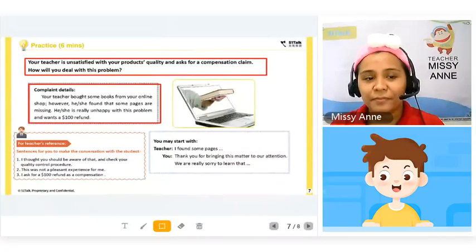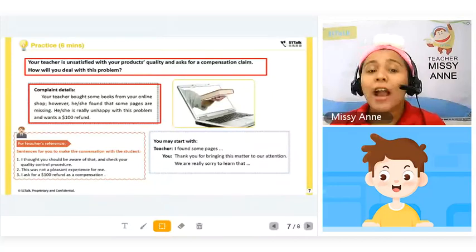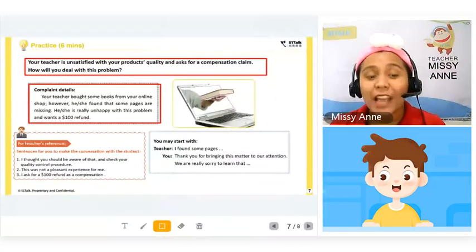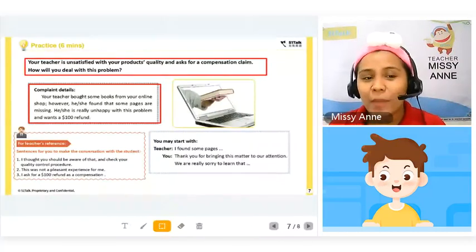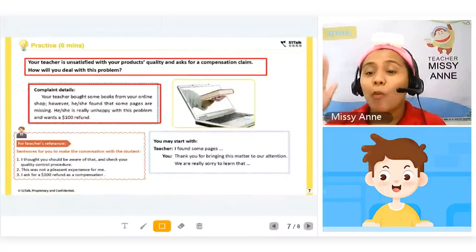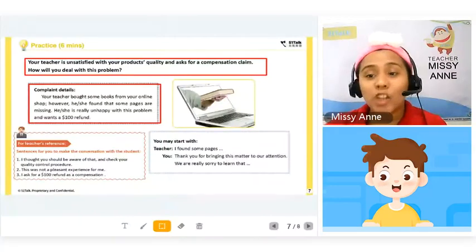We can make a conversation. Let's say I found some pages. Hi, Fiona. I bought some books from your online shop, but then I found some pages are missing. This is really an upsetting experience. I want a $100 refund or compensation claim for the faulty product.